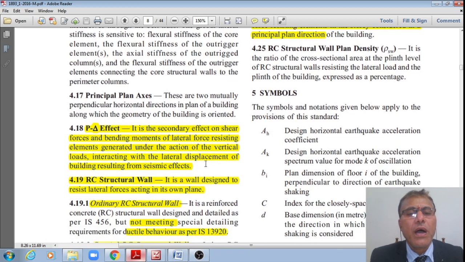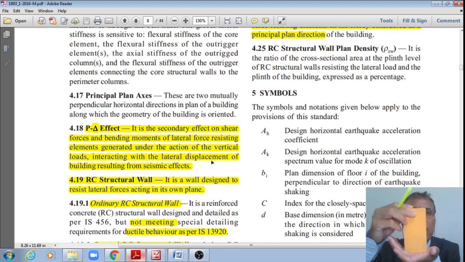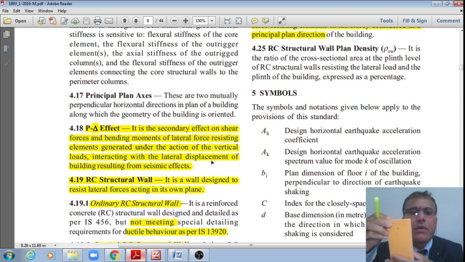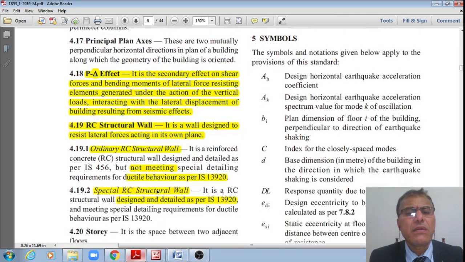And next one is RC structural wall. RC structural wall means it is a wall designed to resist the lateral forces acting on its own plane. Means these are what are called the RC structural walls, right? The example for this one is the shear wall. The shear wall is an RC structural wall. Right? Now let us see the next one, ordinary RC structural wall.